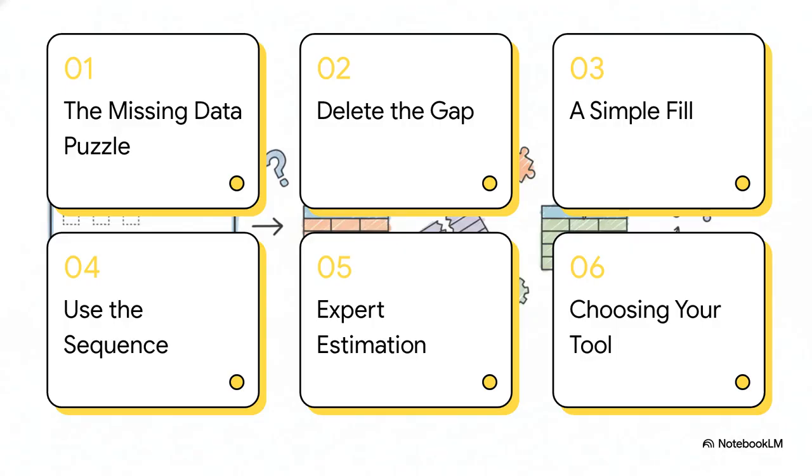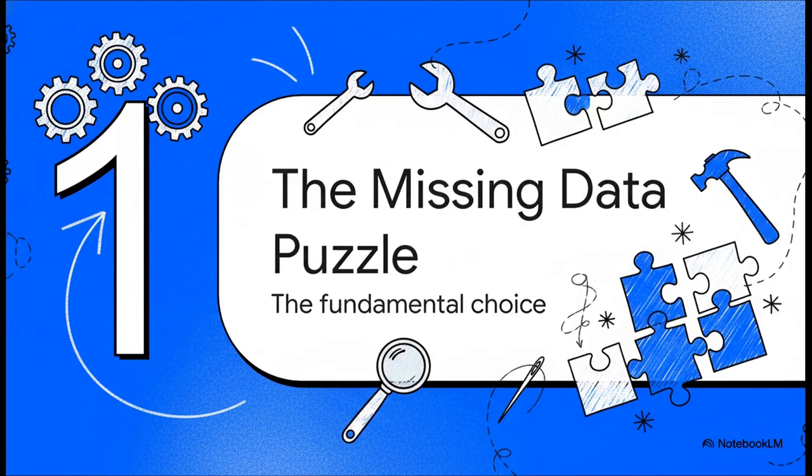So here's our game plan. We'll start with the puzzle itself. Then we'll walk through the options, kind of leveling up from the simplest fixes to the most expert techniques. We'll look at deleting, using simple fills, following the sequence of the data, and finally some expert-level estimation. By the end of this, you're going to have a full toolkit, ready to pick the perfect tool for any job. All right, let's dive in. It's time to open up our toolkit and take a look at our very first option.